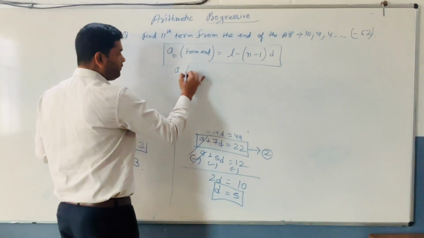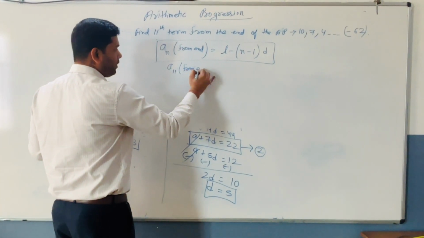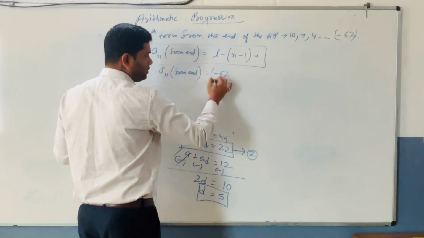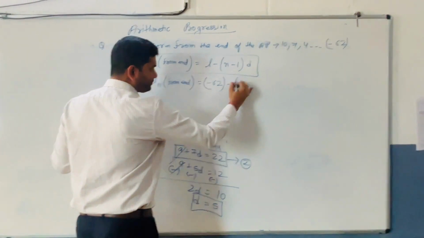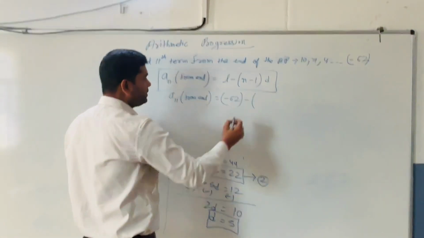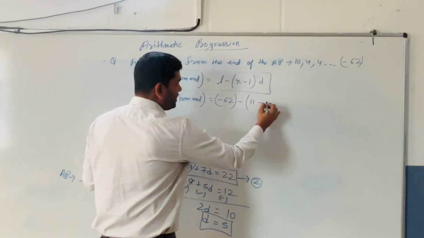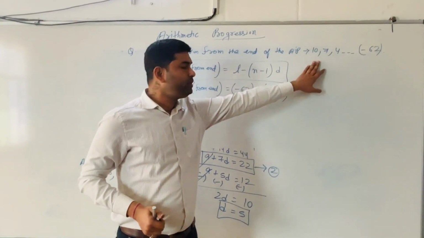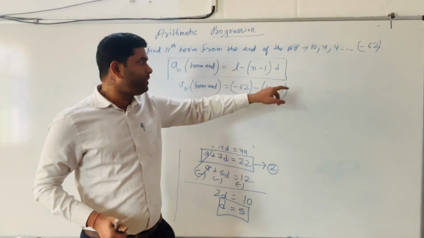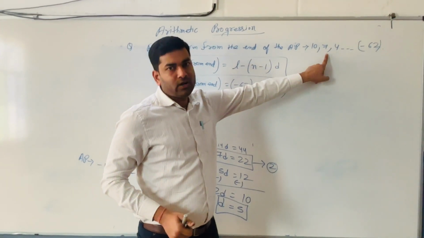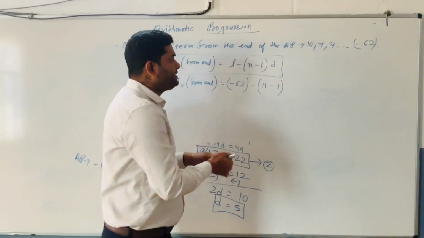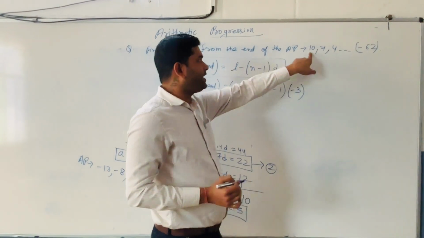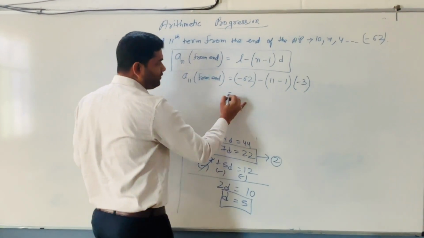So A11 from end. L is minus 62 minus, n is 11 minus 1. Now to find the value of d, I had already talked about it. For finding the value of d, we have to subtract any term from its preceding term. That means 7 minus 10 is minus 3. We can easily simplify them.